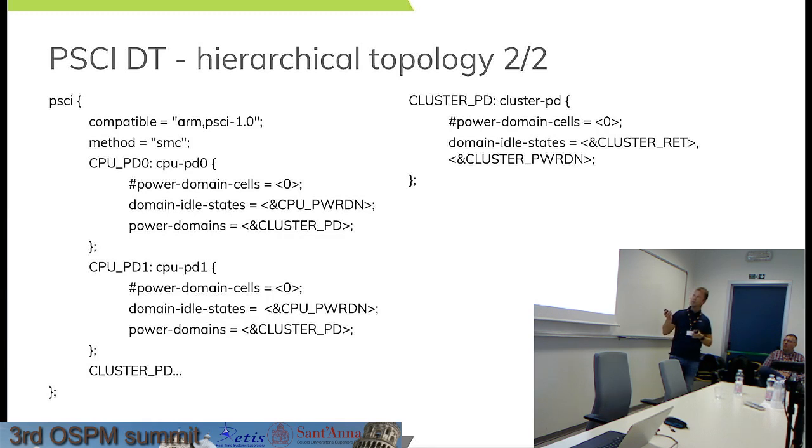So in this particular case, we have two CPUs, and there are idle states for each of those CPUs, but there is also a so-called master domain, the cluster power domain, that these two are attached to, which has the cluster states. So these are the CPU nodes over here, and these are the cluster nodes. So this allows you to describe the topology.